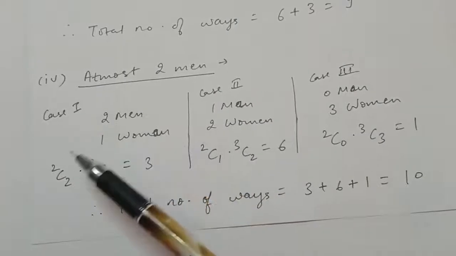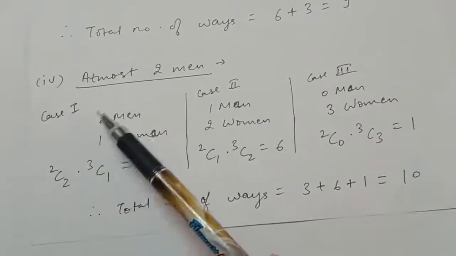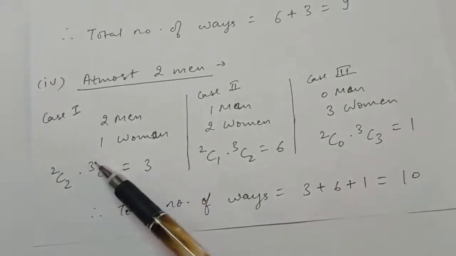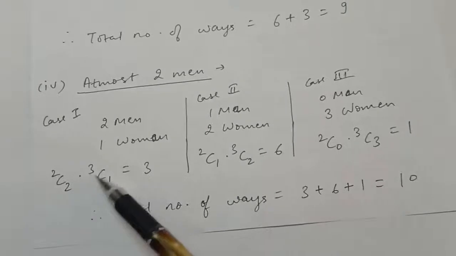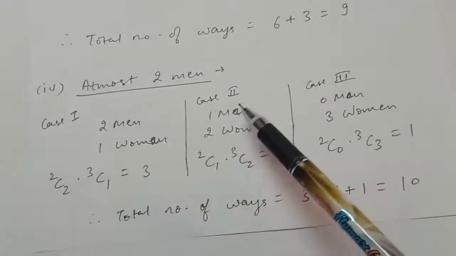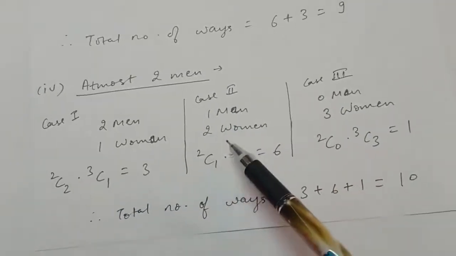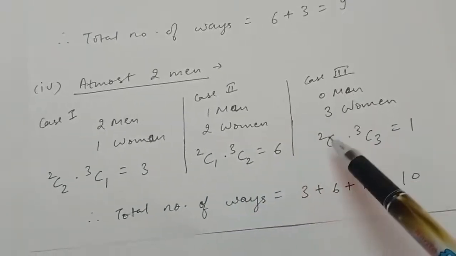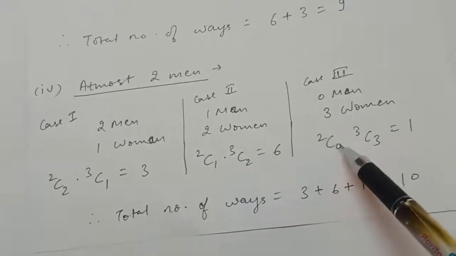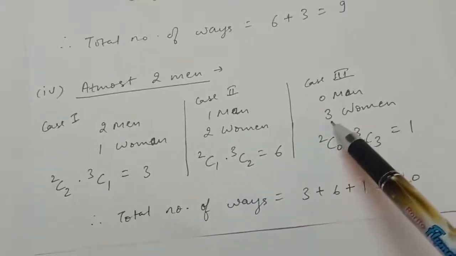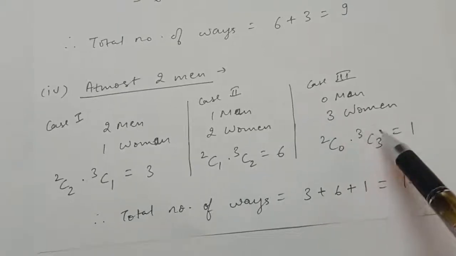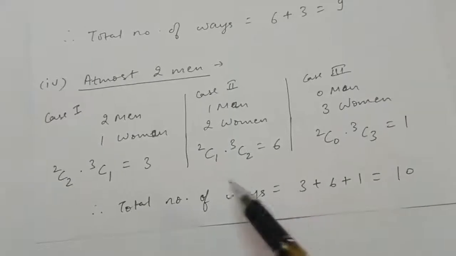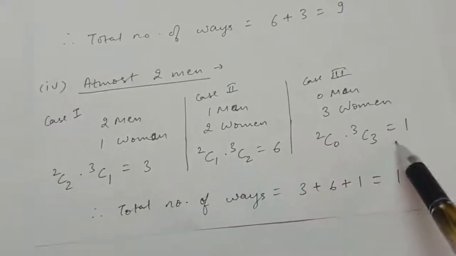Now for this case, 2C2, 2 men are there and we have to choose both the 2, into 1 woman out of 3, it can be done in 3C1 way. So 1 into 3, the answer will be 3. For this case, 2C1 into 3C2, which is equal to 6. And for this case, no men, that is out of 2 men, 0 is selected, into out of 3 women, all the women are selected. So 3C3. So you will get the answer as 1. So total number of ways will be 3 plus 6 plus 1, that is 10.